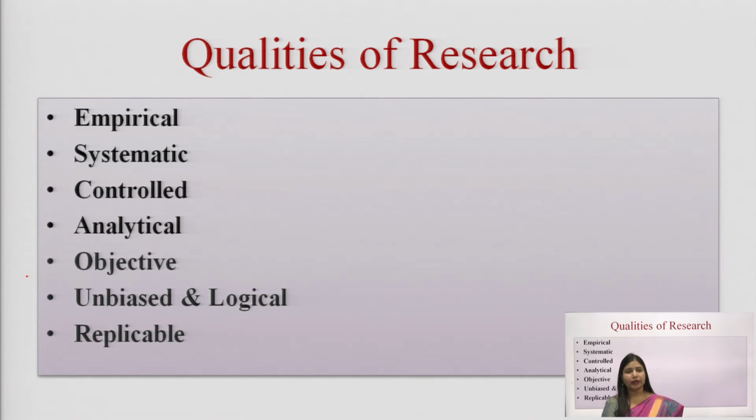Next and last point is it should be replicable, verified. If someone wants to verify your data, then they can replicate your research, your experiment, and verify it. It means it should be repeatable. Whatever research you have done, if someone repeats that experiment, they will get the same result. So these are the qualities of research.